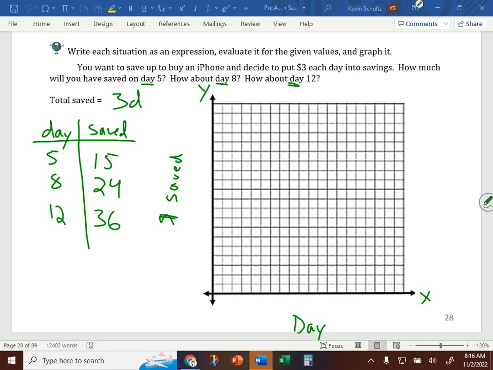Now let's put some numbers on this thing. How should we count along our x-axis?